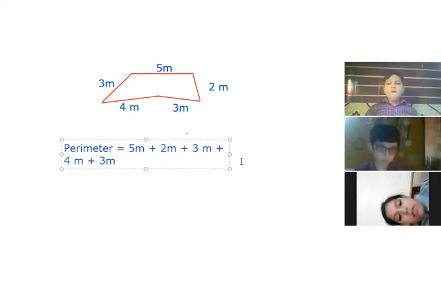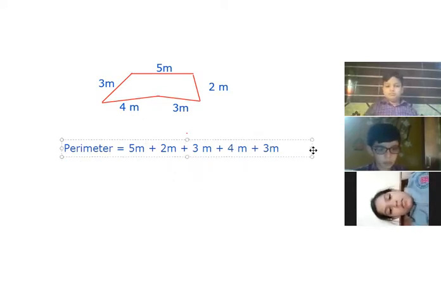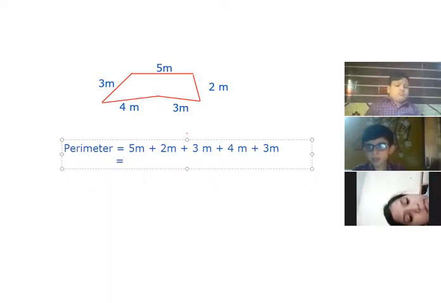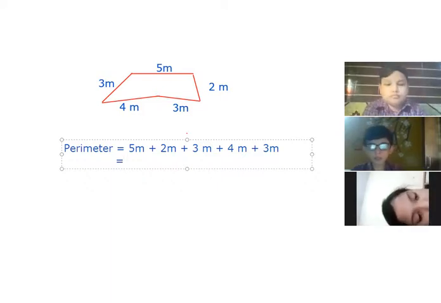All the sides we have taken, because we are going to find out the perimeter. So that's why we have to take all the sides. कोई side skip नहीं कर सकते हो आप, ठीक है? We have to take all the sides. So can you tell me what will be the addition? What will be the addition?